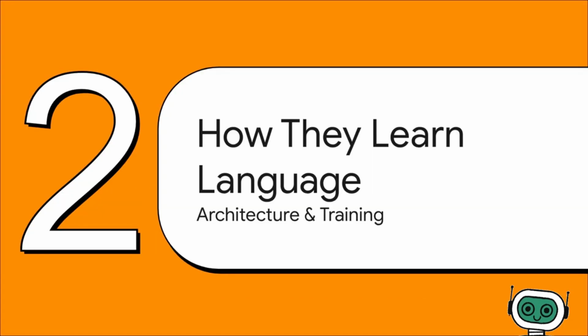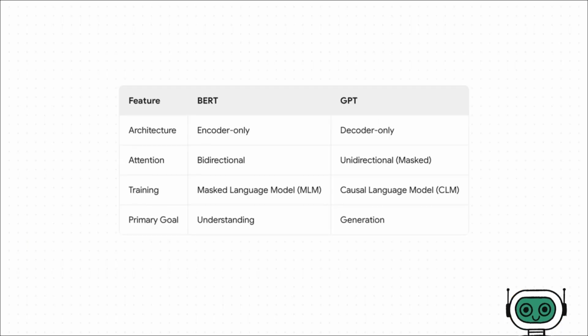So we have our detective and our storyteller. But how do we actually train them to think in these different ways? Well, these reading styles come directly from their architecture, and more importantly, their training goals. Let's connect our intuition to a few technical details. This table really brings it all together. You can see how the analogy maps directly to the engineering.